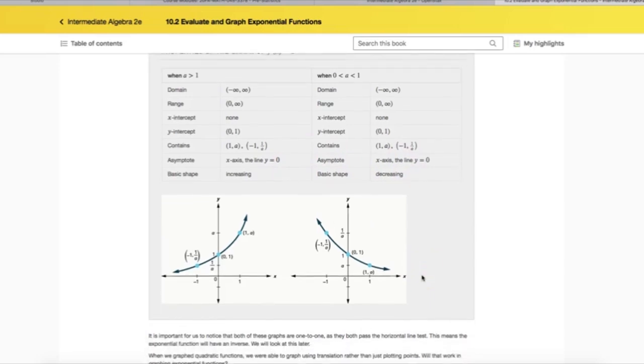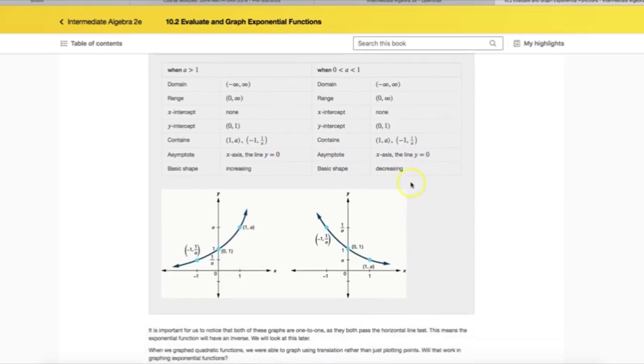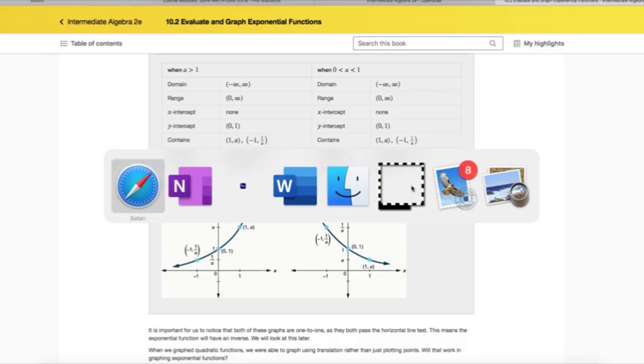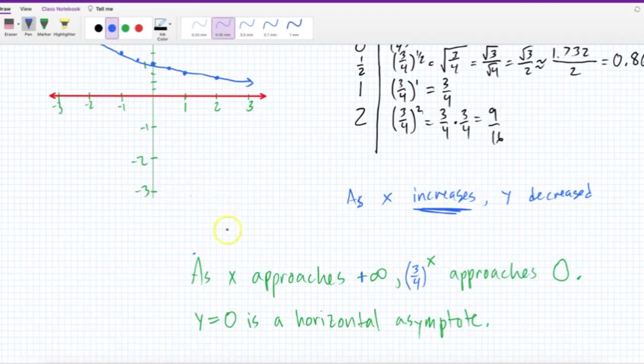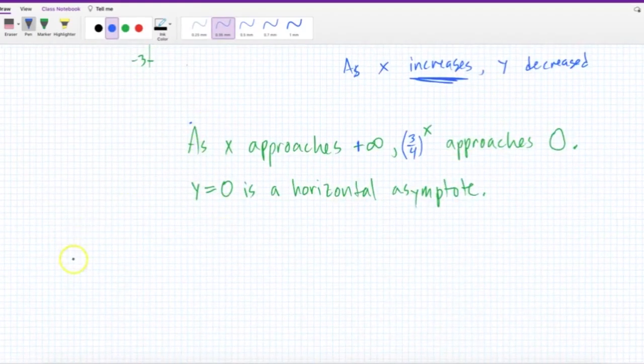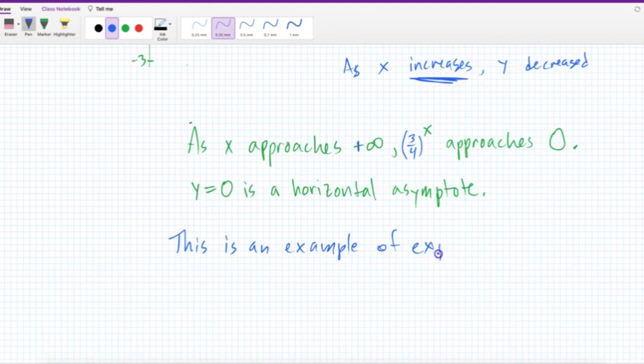And this is an example of what's called exponential decay. Some people just say negative growth, but usually instead of negative growth, people like to say decay. So this is an example of exponential decay.